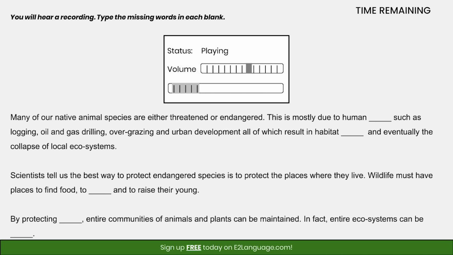Many of our native animal species are either threatened or endangered. This is mostly due to human activities such as logging, oil and gas drilling, overgrazing, and urban development, all of which result in habitat destruction and eventually the collapse of local ecosystems. Scientists tell us the best way to protect endangered species is to protect the places where they live. Wildlife must have places to find food, to shelter, and to raise their young. By protecting habitats, entire communities of animals and plants can be maintained. In fact, entire ecosystems can be preserved.